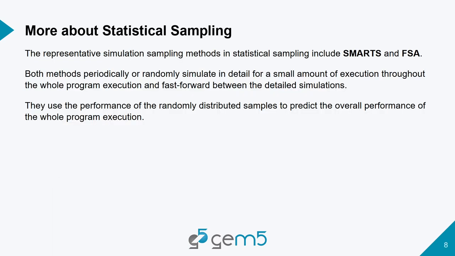The representative simulation sampling methods in this category are SMARTS and FSA. Both methods periodically or randomly simulate in detail a small amount of execution throughout the whole program execution, and fast forward between the detailed simulations. They use the performance of the randomly distributed samples to predict the overall performance of the whole program execution.